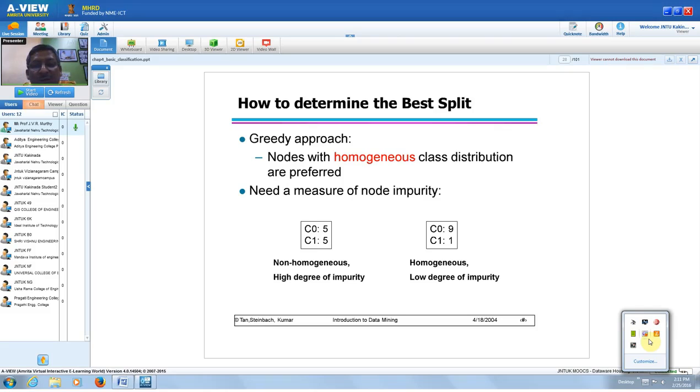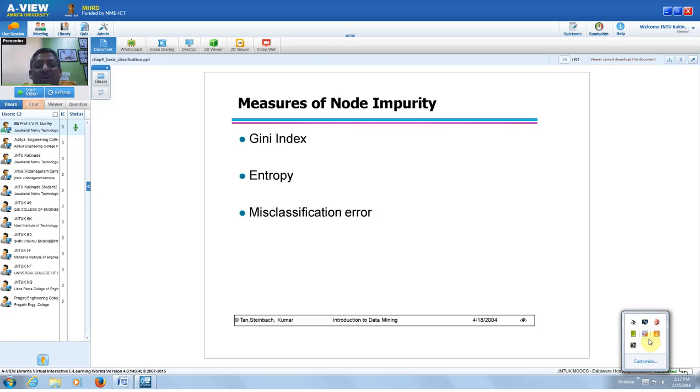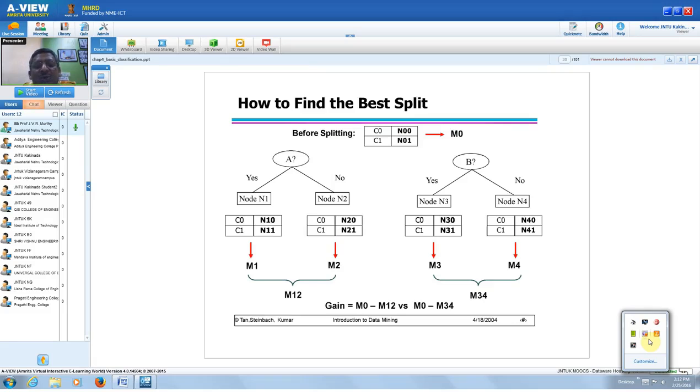You look at one thing with C0 5 and C1 5, that is, you have an equal number of different category of records in the same node. Second is homogeneous. In this you have 9 of C0 and 1 of C1. This is with a low degree of impurity. If it is a perfect class, all elements should belong to the same class, but it is practically not viable. You have some degree of impurity shown there. So now, how do you measure this kind of impurity? The measures are Gini index, entropy, and misclassification error. In this we consider Gini index and entropy to be better.